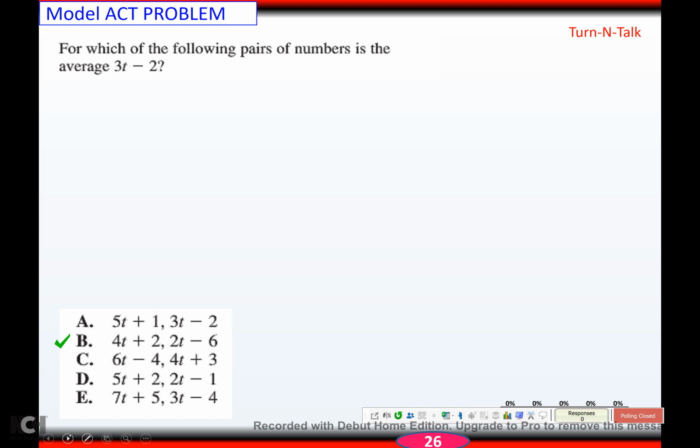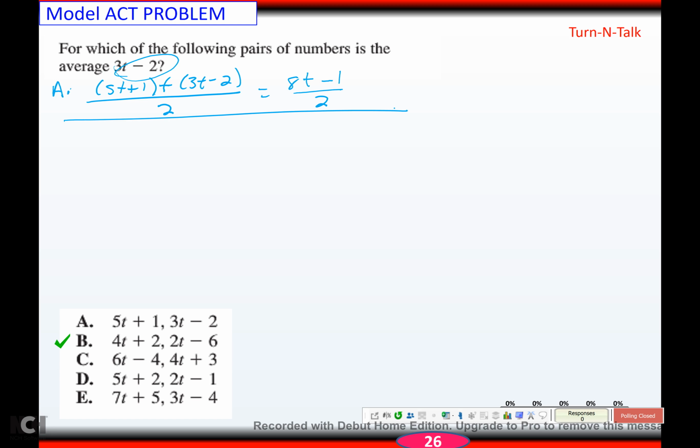Alright, for which of the following pairs of numbers is the average 3t minus 2? Well, if I look at A, average means add them up plus 3t minus 2 and divide by 2. Well, that 5t plus 3t is going to give me 8t. 1 minus 2 is going to give me negative 1, divided by 2. And that's not 3t minus 2, so A is not it.